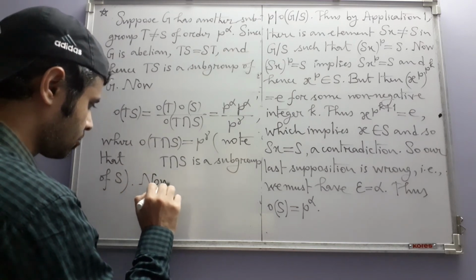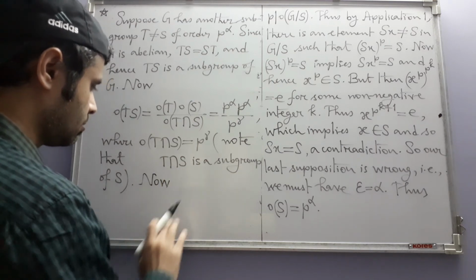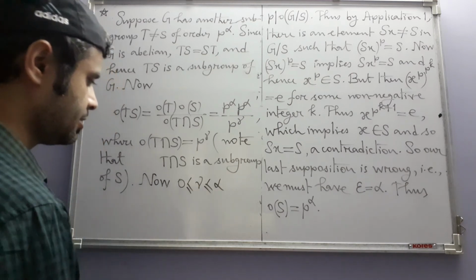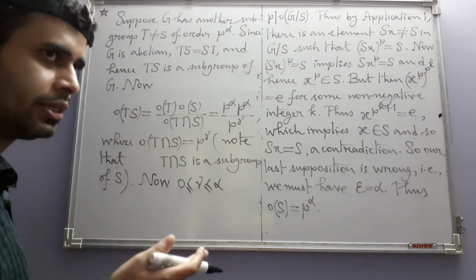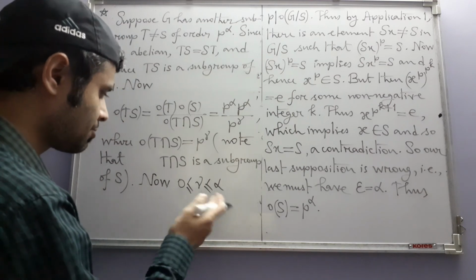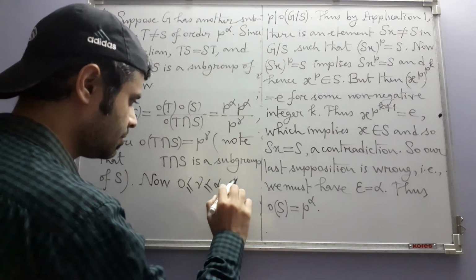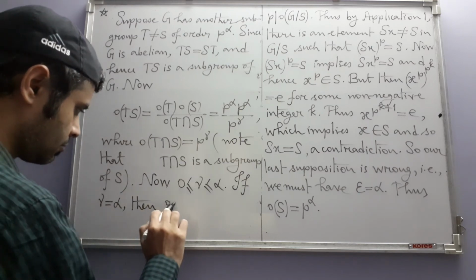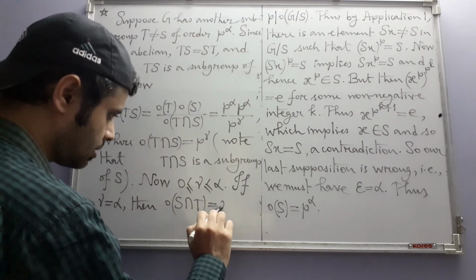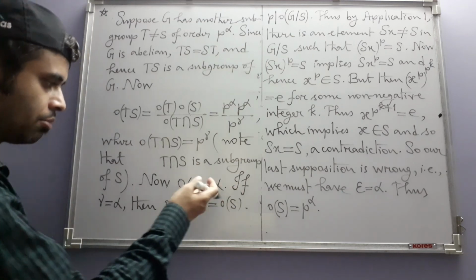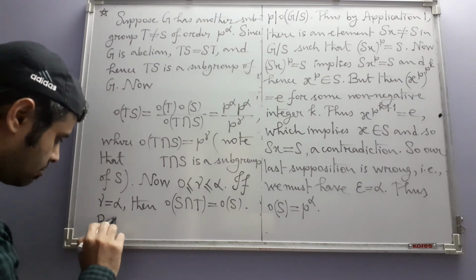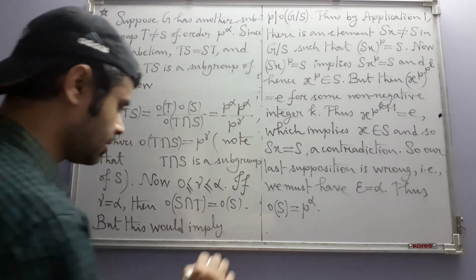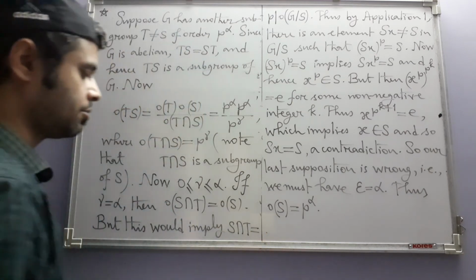Now gamma naturally is a non-negative integer, and it is less than or equal to alpha because it has to divide the order of T as well as the order of S. So that's why by Lagrange's theorem gamma has to be less than or equal to alpha. If gamma is equal to alpha, then order of S intersection T is equal to order of S, because then both will be equal to p to the power alpha, but this would imply that S intersection T is equal to S.